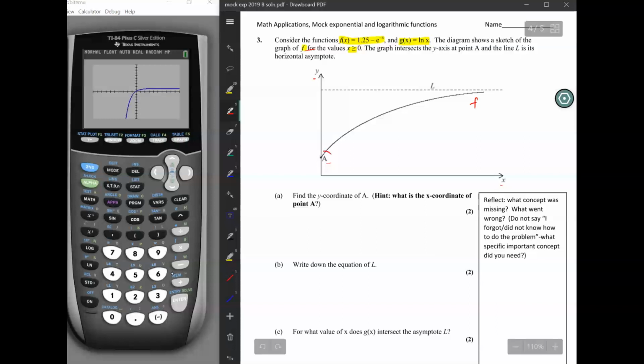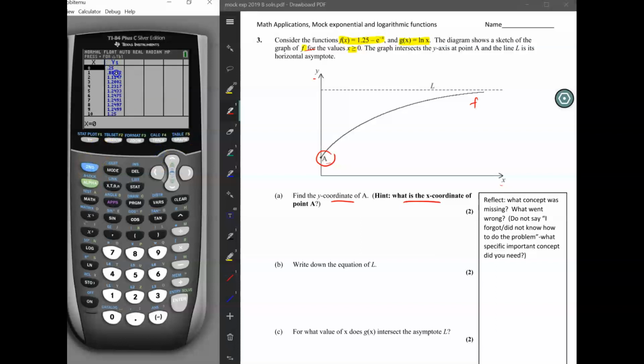Now, what would you call this point here in math terms? Wouldn't you call that the y-intercept? We want to find the y-coordinate of the y-intercept, okay? And that's the hint. The hint is what is the x-coordinate of point A. The x-coordinate of point A, if it's the y-intercept, is x equals 0, right? And if we want to find what the value of this function is at x equals 0, there's a couple ways to do that. One of the ways is second table. We can see that the y value that corresponds to x equals 0 is 0.25. So we immediately have the answer there. And we could also see that by graphing and doing trace 0.